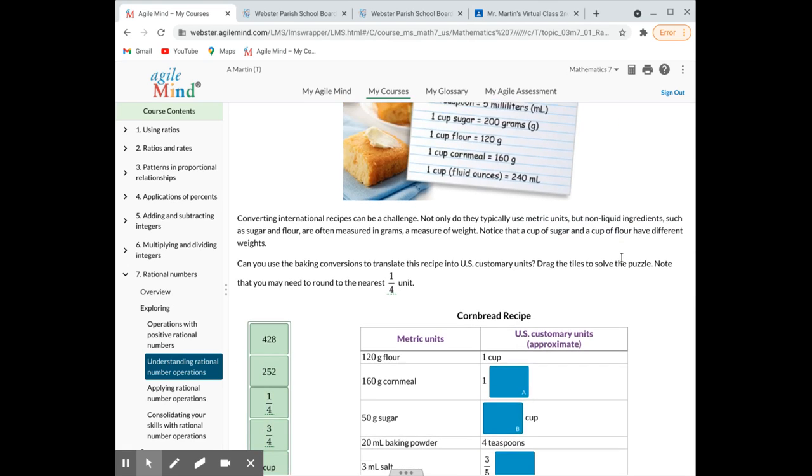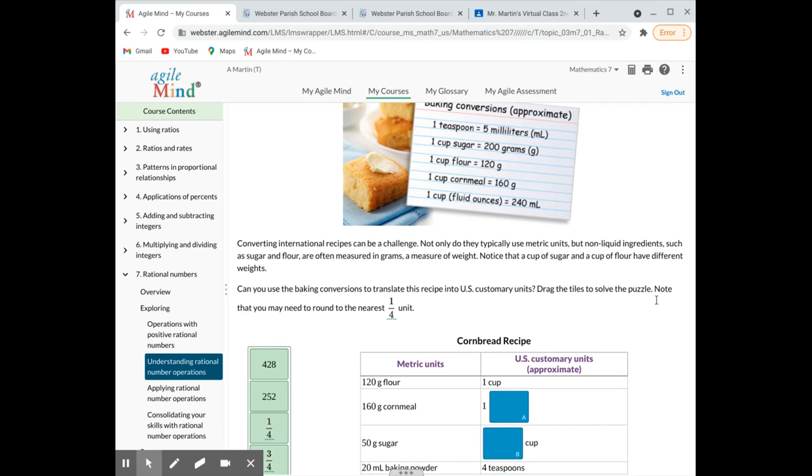All right, Haley, read this for us. Converting international recipes can be a challenge. Not only do they typically use metric units, but non-liquid ingredients, such as sugar and flour, are often measured in grams, a measure of weight. Notice that a cup of sugar and a cup of flour have different weights.